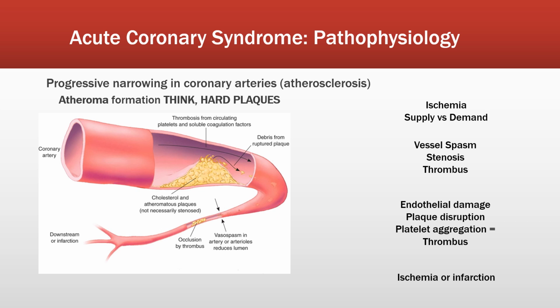But that wonderful plaque comes from nice, juicy cheeseburgers. Oh man, they're so good. Other causes of this ischemia downstream can be vessel spasms, stenosis or hardening of the arteries, and a thrombus.